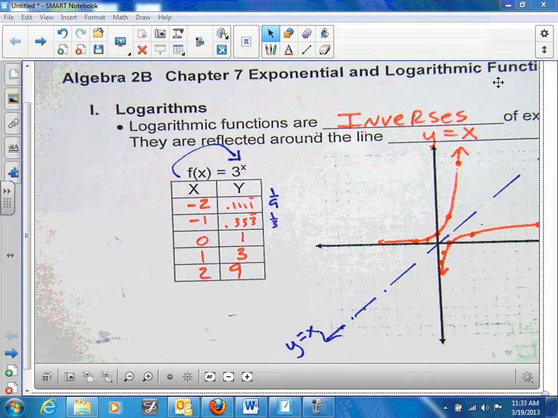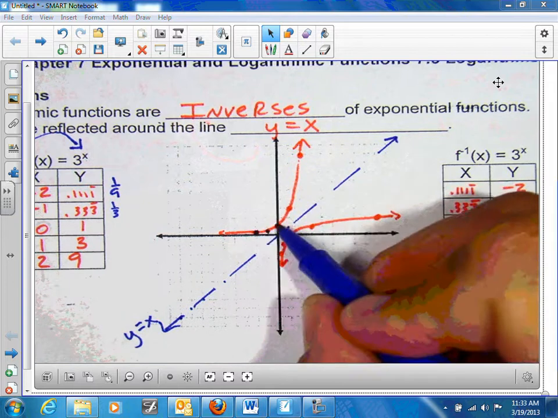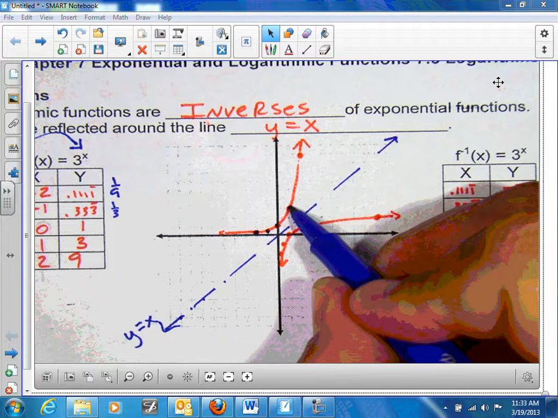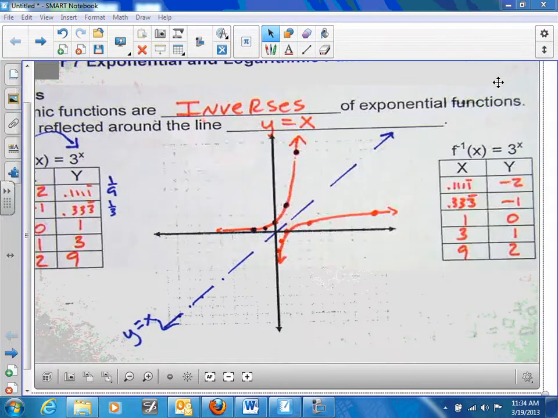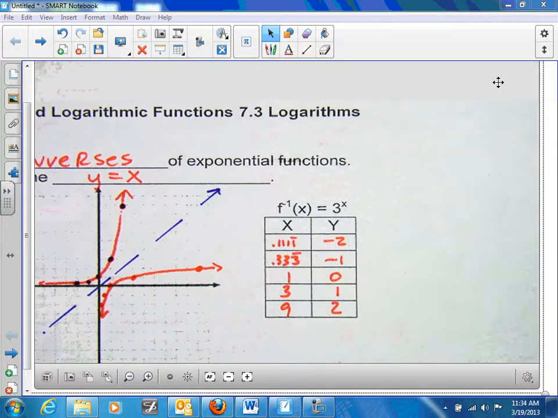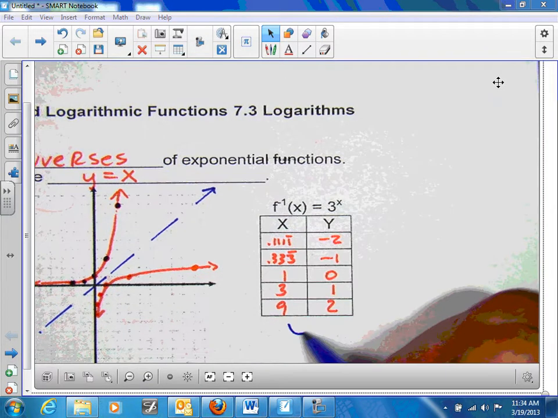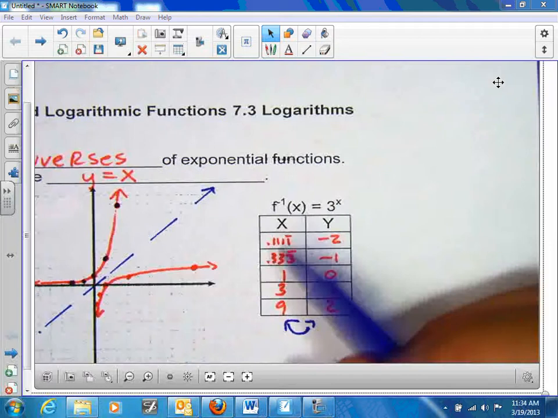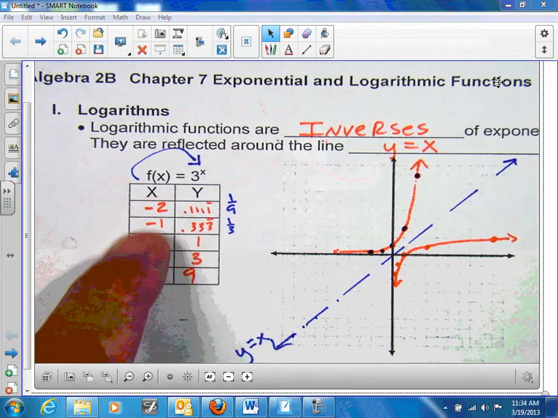What I did next was I plotted these points here according to what my table said, and then I connected them. Now notice on this next one, this denotes inverse. So f to the -1 power denotes an inverse. So the only thing I had to do was switch the x and the y. So now these y values become the x, and these x values now become the y.